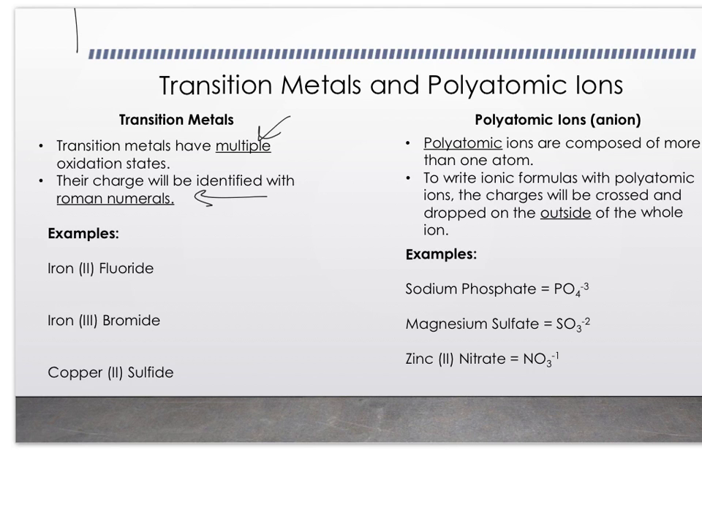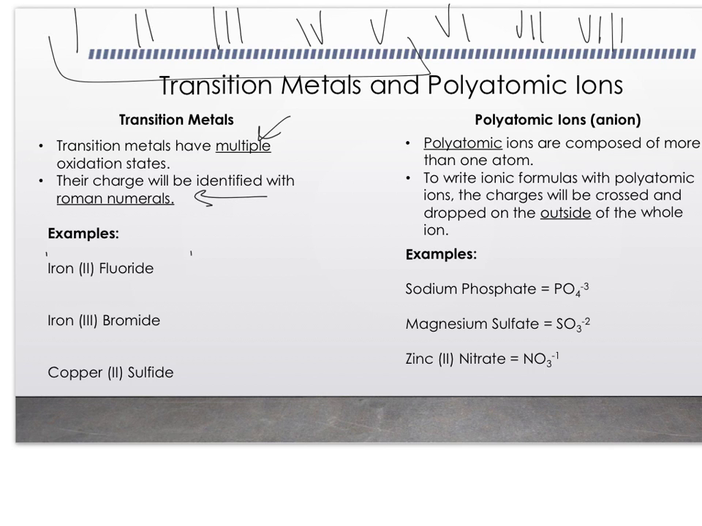Just to review Roman numerals, we have Roman numeral I, then you have II, that's 2, III is 3, IV is 4, V is 5, VI is 6, VII is 7, VIII is 8, and you probably won't go above 5 or 6. But if you know at least 1 through 5, you should be able to identify charges for the majority of the transition metals. For the first example, these are ionic compounds because I see a metal and a nonmetal.